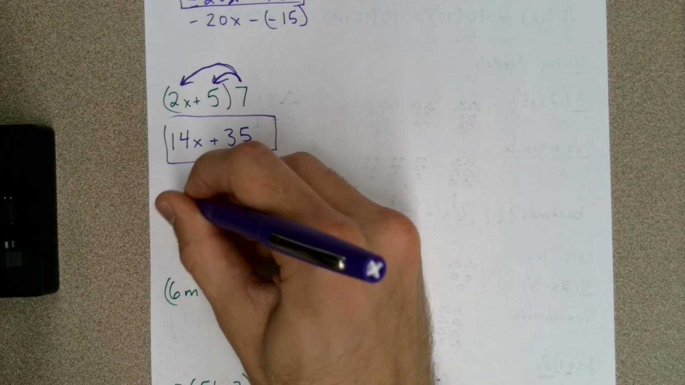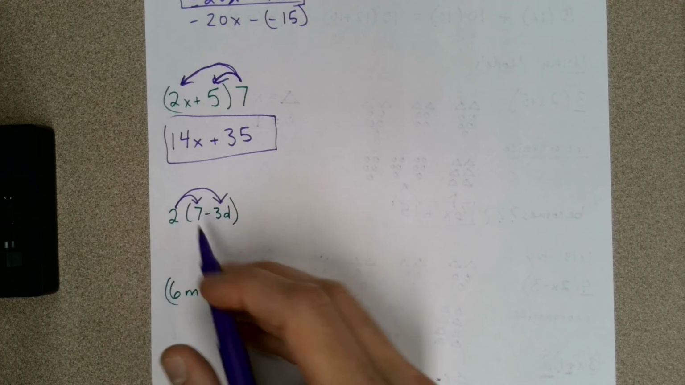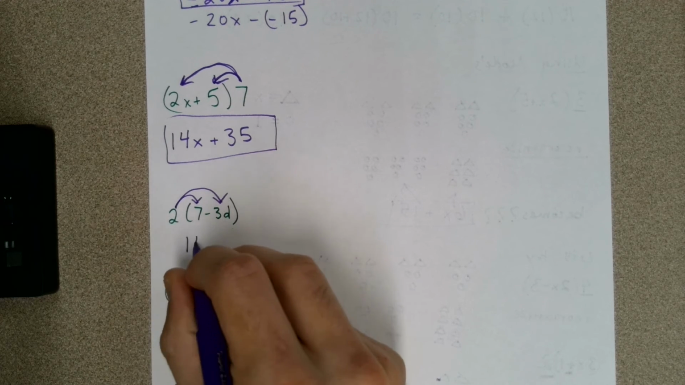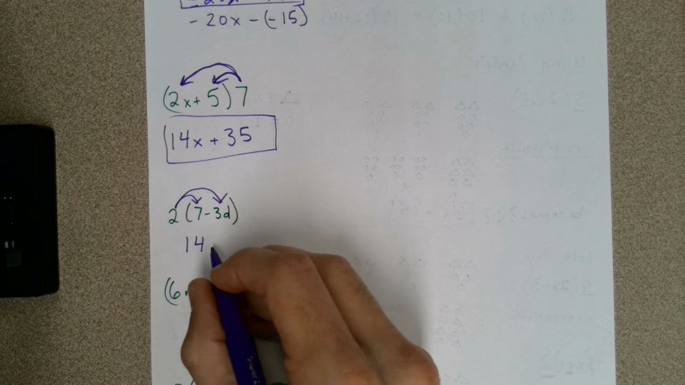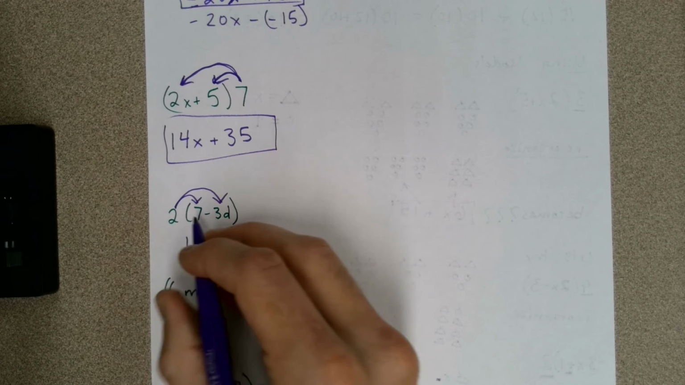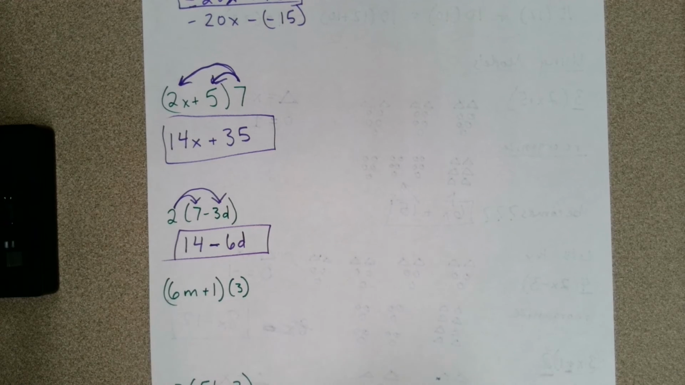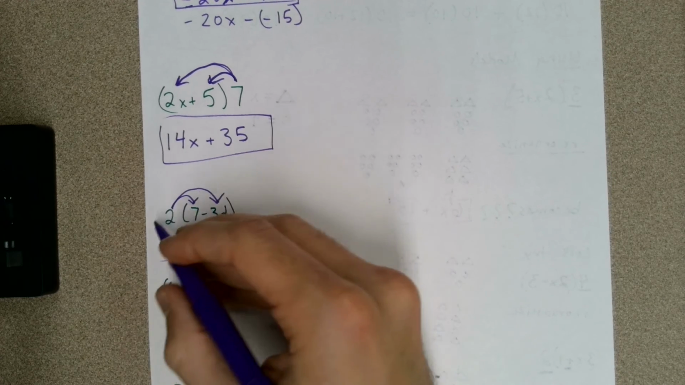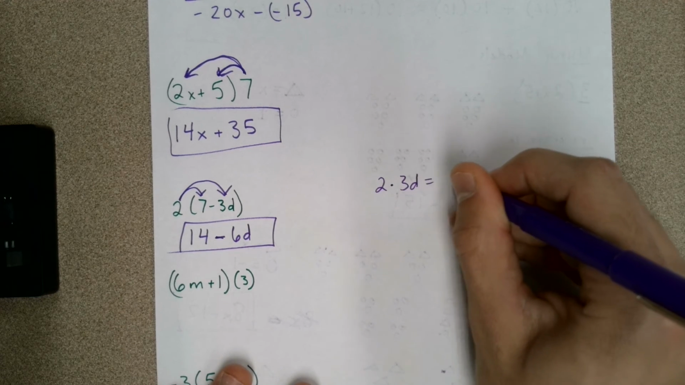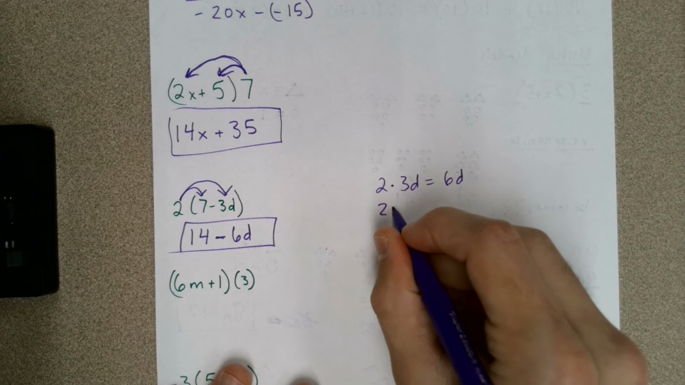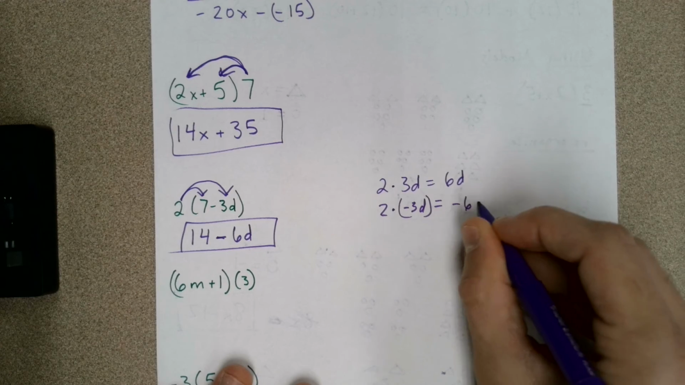Quick 2 steps. All right, here we go again. Distribute that out. I love to see those lines when you're distributing. 2 times 7, their same sign, is 14 once again. 2 times -3d, it's positive times a negative. I know it's going to be -6d. That d stays attached when we're multiplying. So 2 times 3d would be 6d. 2 times -3d, it's going to be -6d.